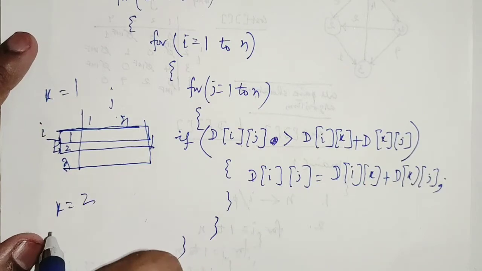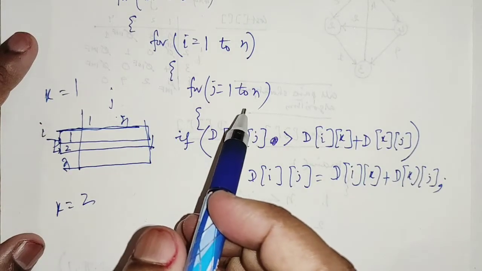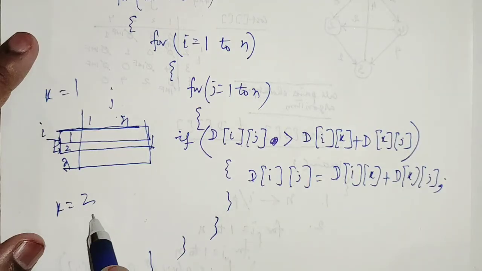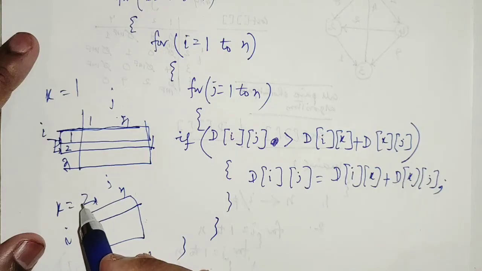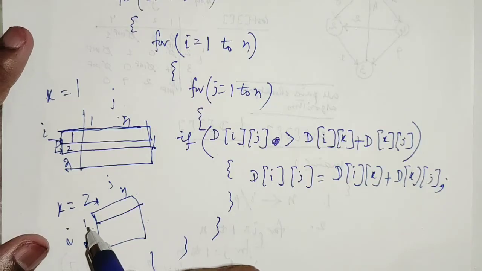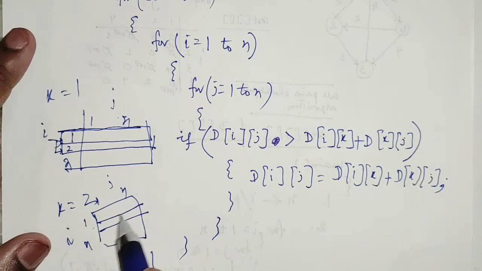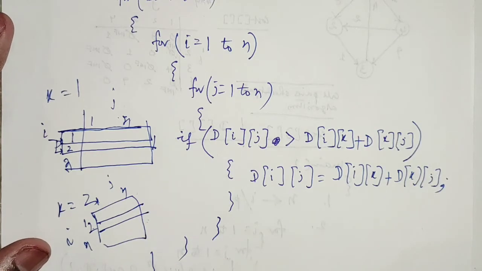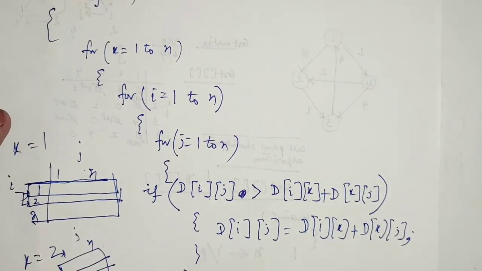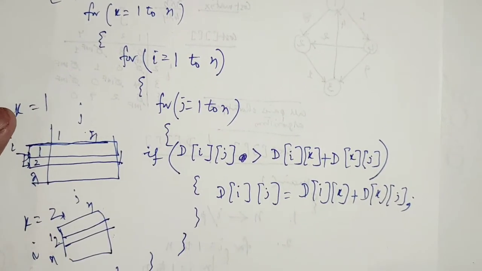Then for k equals 2, again i starts from 1 and repeats, with j equals 1 to n. So for k equals 2, 1 to n is i, and 1 to n is j. You start from i equals 1 to n. That means for intermediate vertex k equals 2, you are recalculating the shortest path from 1 to the rest, then 2 to the rest, then 3 to the rest, up to n to the rest. So this is the way. For k equals 1 you can verify, for k equals 2 you can verify. In that way you move on until k equals n. This is a very simple formula.